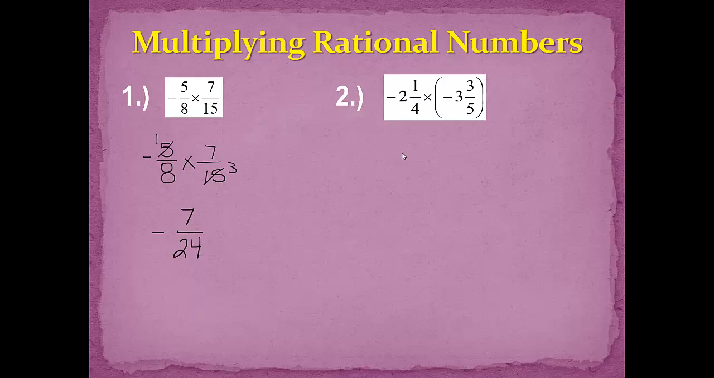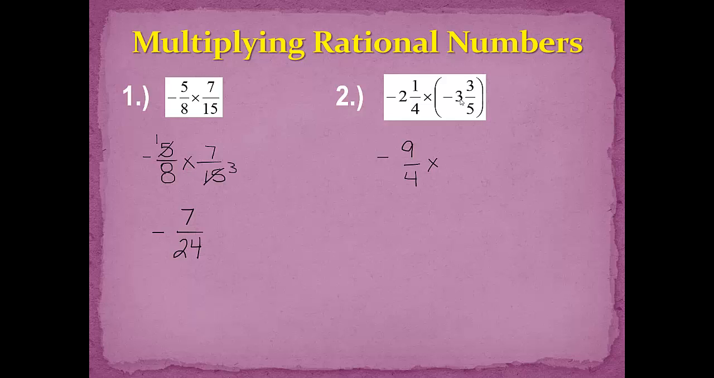So our answer will be negative 7/24. Now for number 2, we have mixed numbers. So we have negative 2 1/4 times negative 3 3/5. The first thing we'll do is make our mixed numbers into improper fractions. So 4 times 2 is 8, plus 1 is 9. So our first one is negative 9/4.